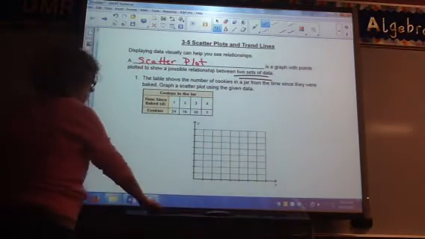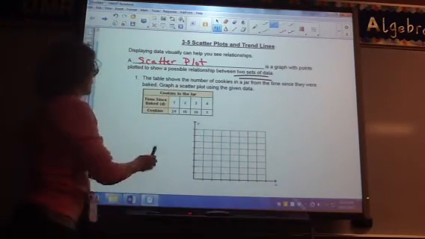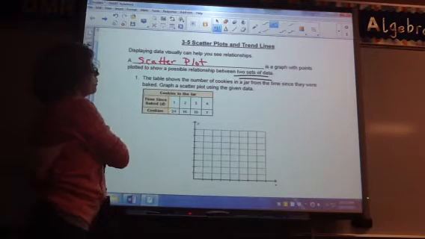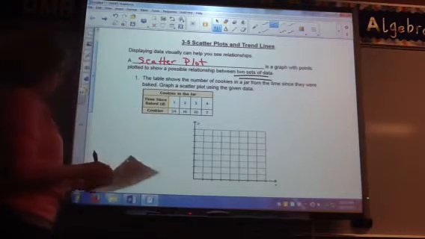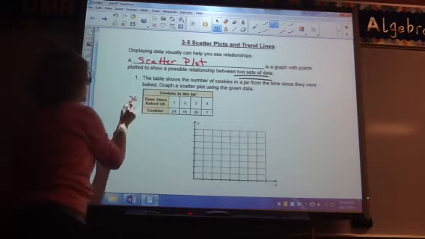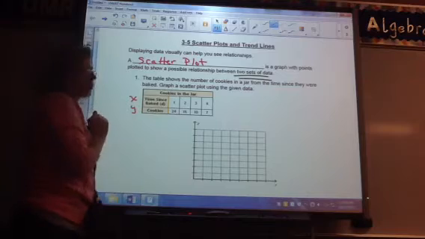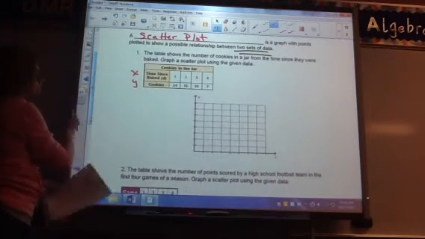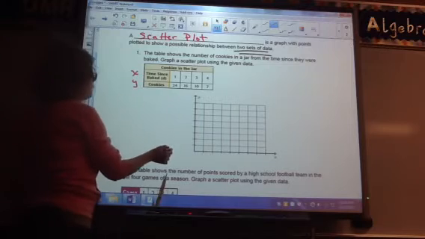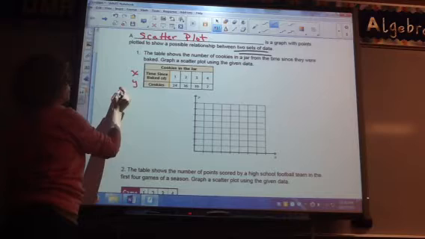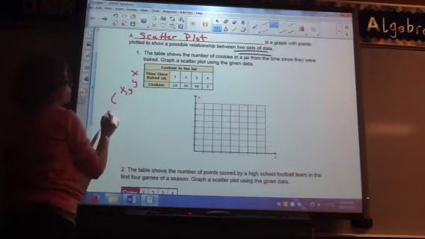Alright, the table shows the number of cookies in a jar from the time since they were baked. Graph a scatter plot using the given data. Okay, so your first set of data is your X value, and your second set of data is your Y value. So what we do here is when we graph, we have to have ordered pairs. So our ordered pairs are going to be, remember it's X, Y for an ordered pair.